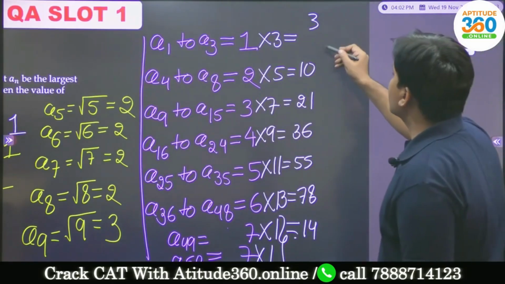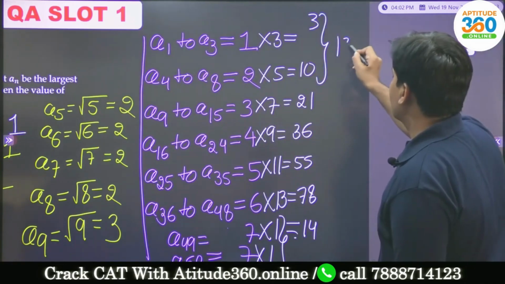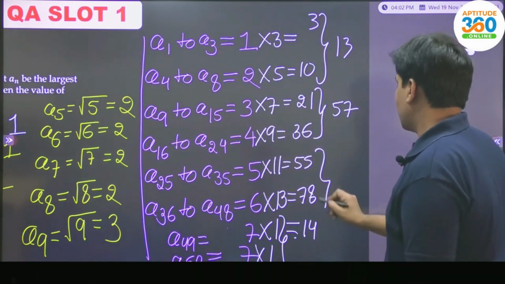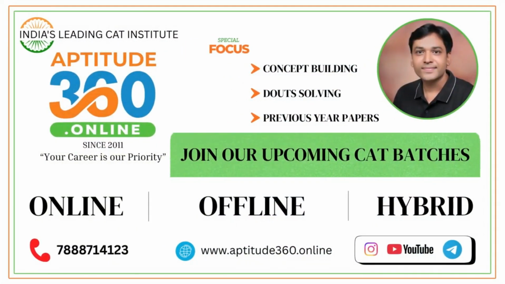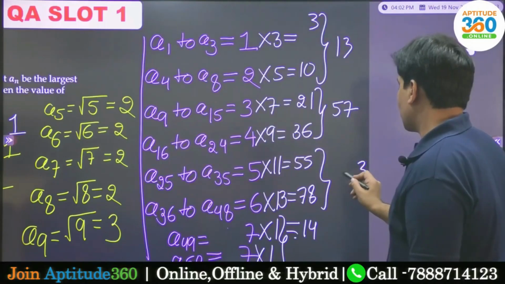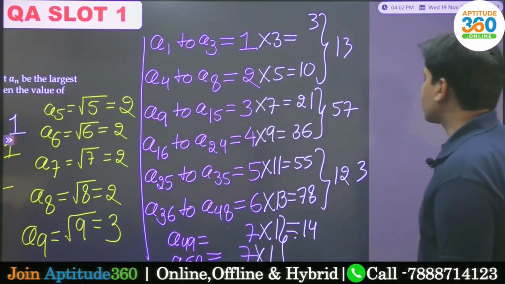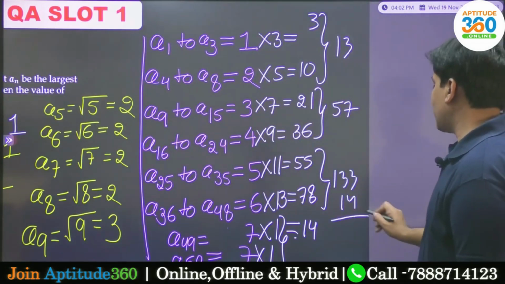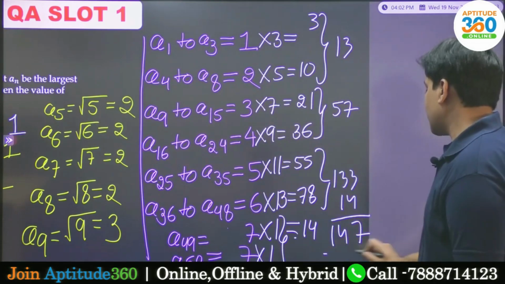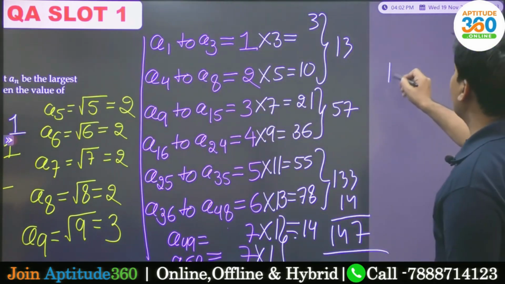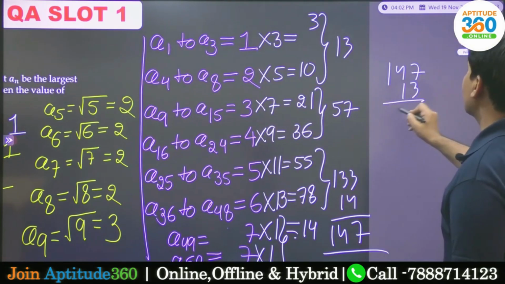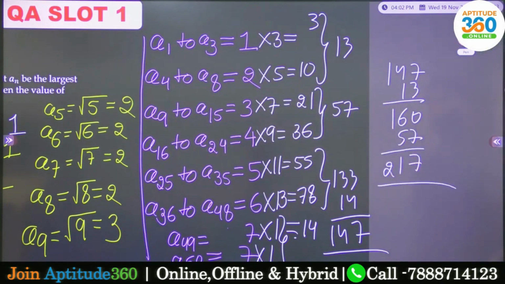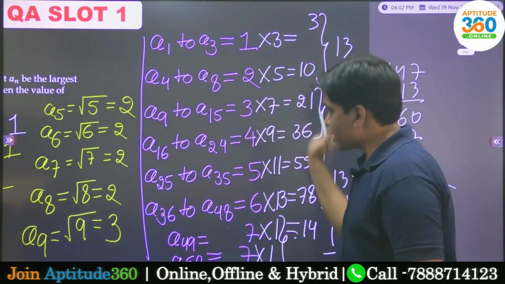So what is this? This is 13 and this is 57. So this is 133 and then 14, 147. 147 plus 13, it will become 160 plus 57. The value will come out as 217. So this is what you need to know.